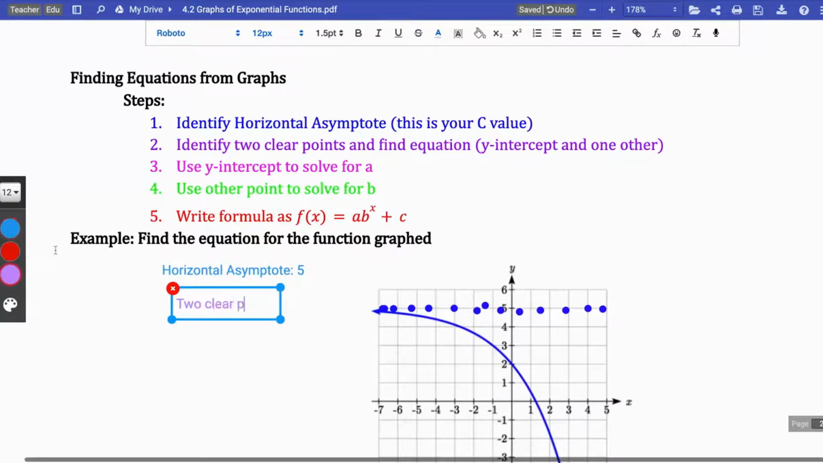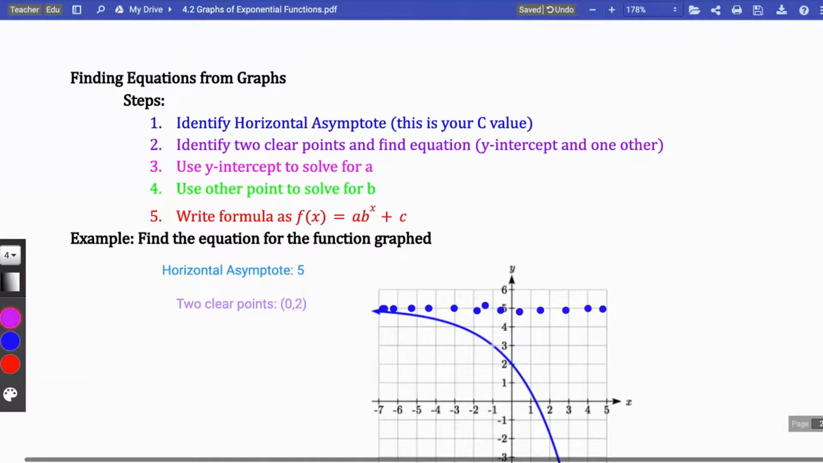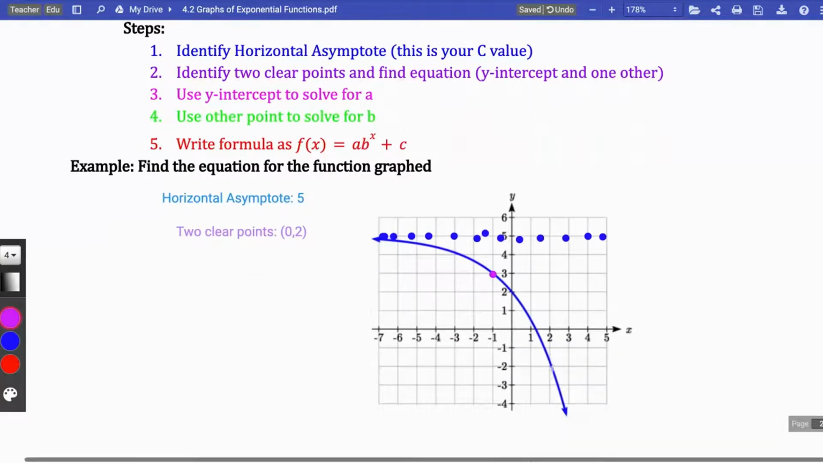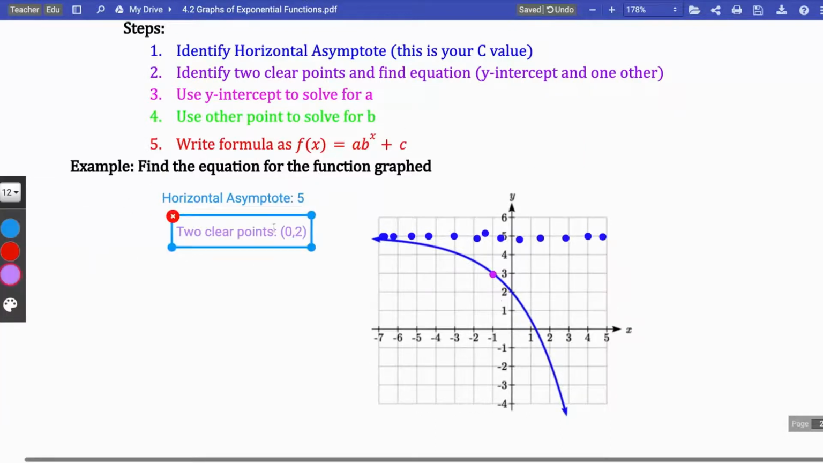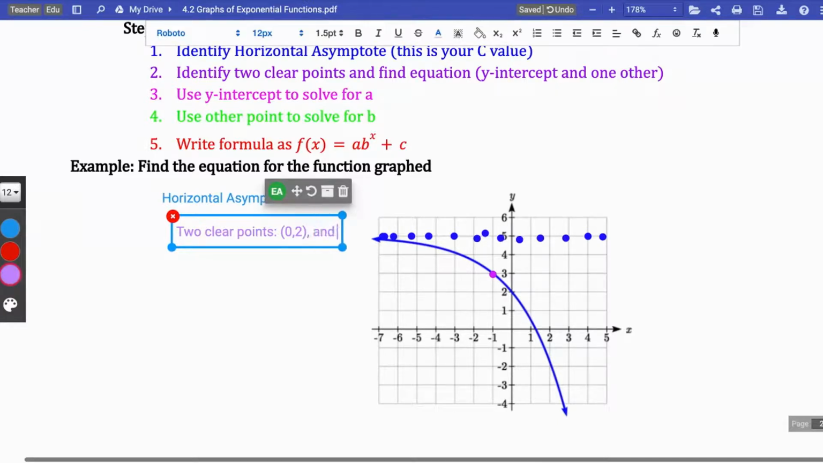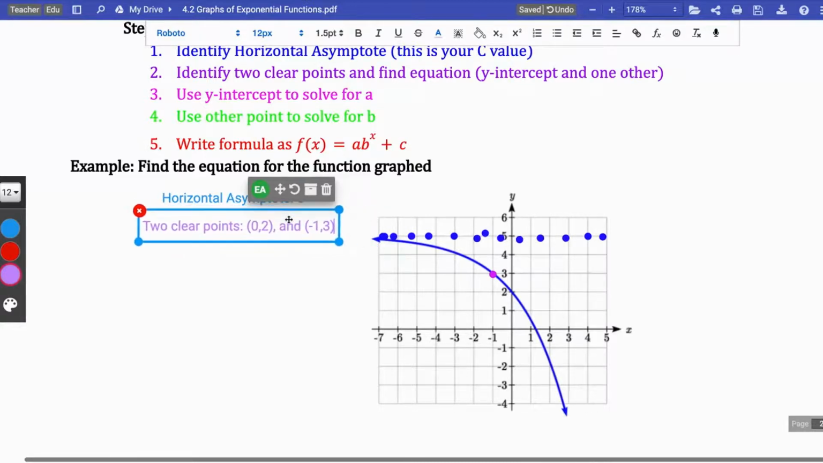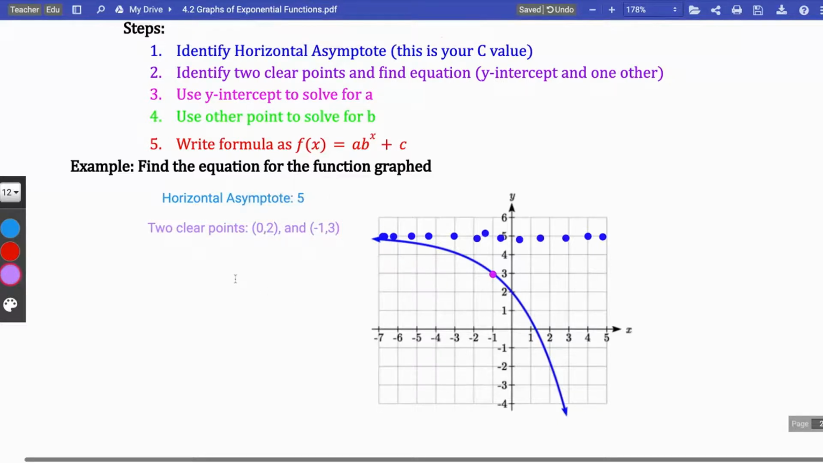So 2 clear points. My y-intercept is (0, 2), so that's a good one. And then the next clear point that I'm going to look at is actually right here at (-1, 3). That is the next clear point. The rest of them are not necessarily on dots. I mean, this one at (2, -2) looks close, but (-1, 3) is definitely going to be a point on my graph. So I'm going to plug that in. (-1, 3). So now I have 2 points to work with. So I got my 2 clear points.